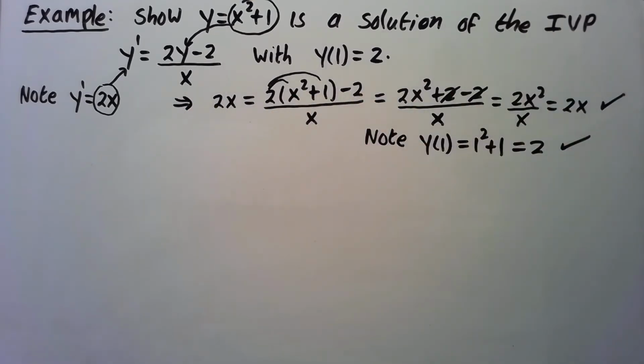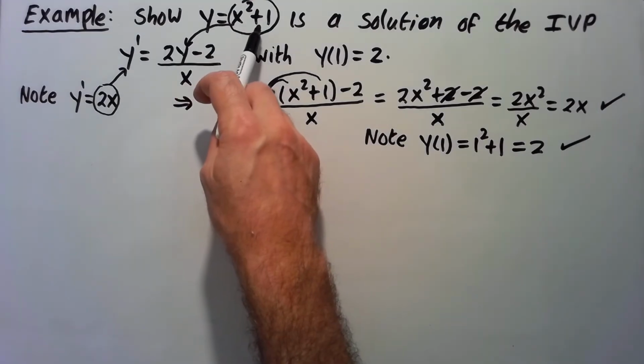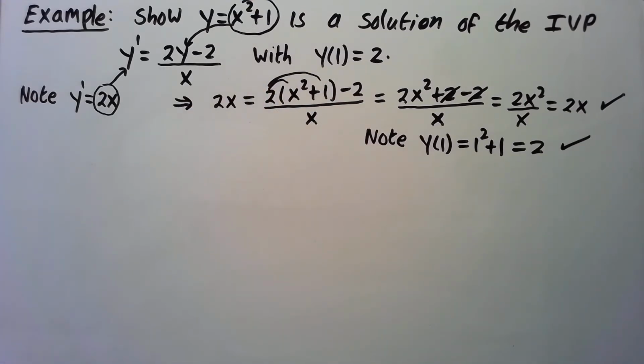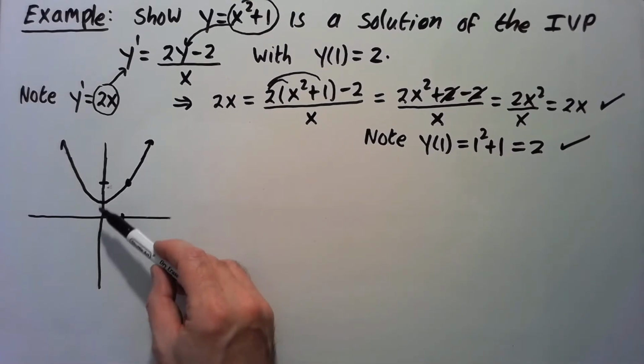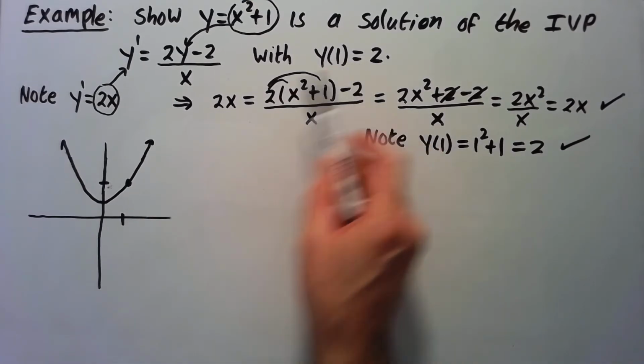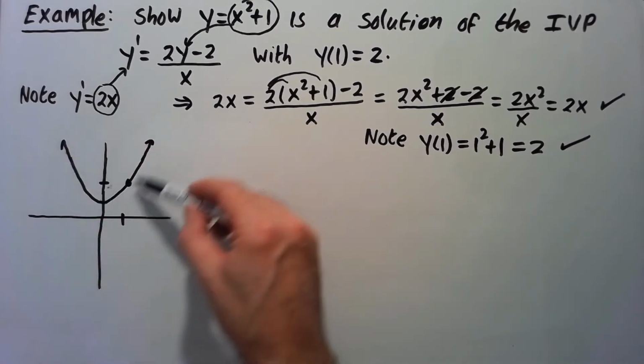Okay, now let's graph the solution curve. It's going to be a parabola, but shifted up 1 on the y-axis. So let's graph it here. Okay, so I've graphed it here. It goes through the point (1, 2). And the parabola shifts up 1 on the y-axis, going like this.